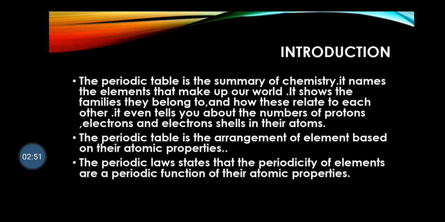So, what can we say about the periodic table? It's just the arrangement of elements based on their atomic properties. The periodic law states that the properties of elements are a periodic function of their atomic properties. What that simply means is that elements are arranged on the periodic table following the atomic number and the atomic mass. It is a serial arrangement.